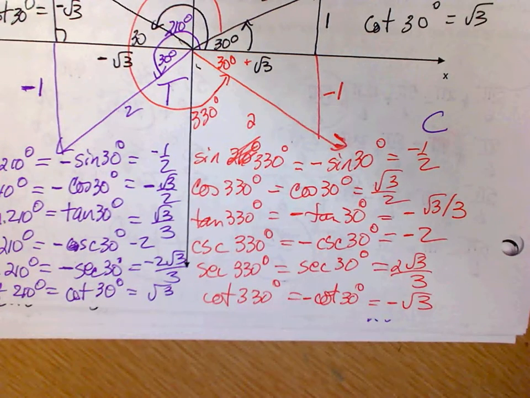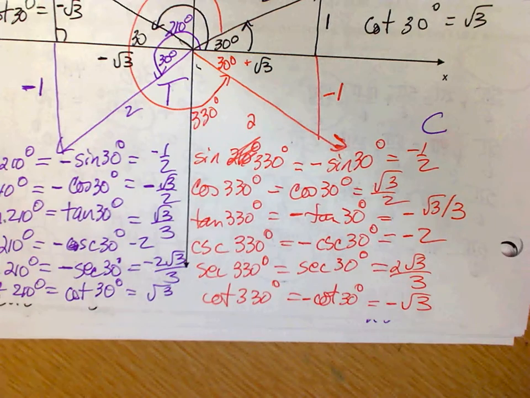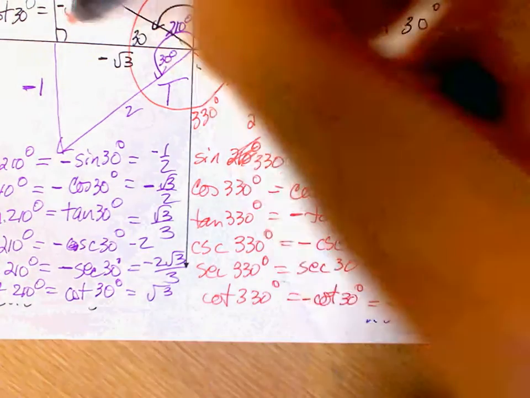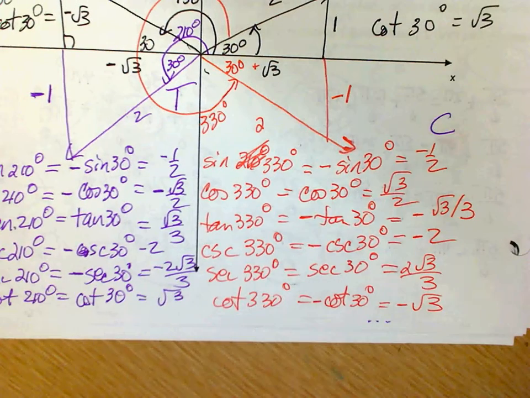So the whole idea being, the CAST rule tells us what is positive, the rest is negative. If they have the same related acute angle, the magnitude of the ratios are the same, only the sign is different.